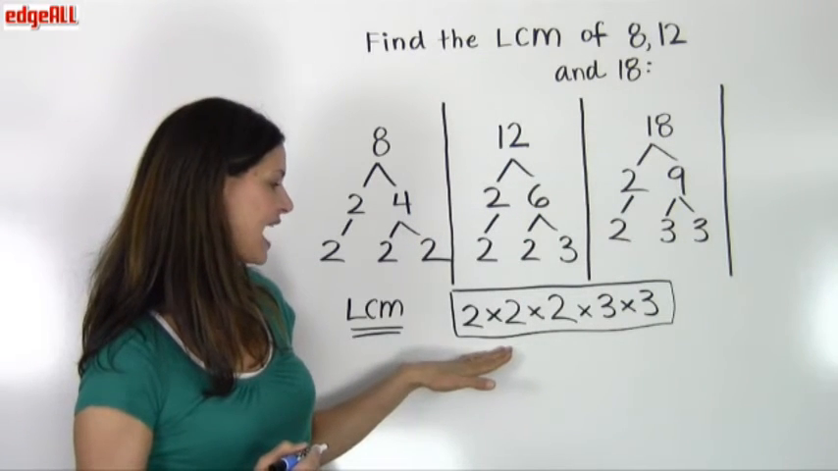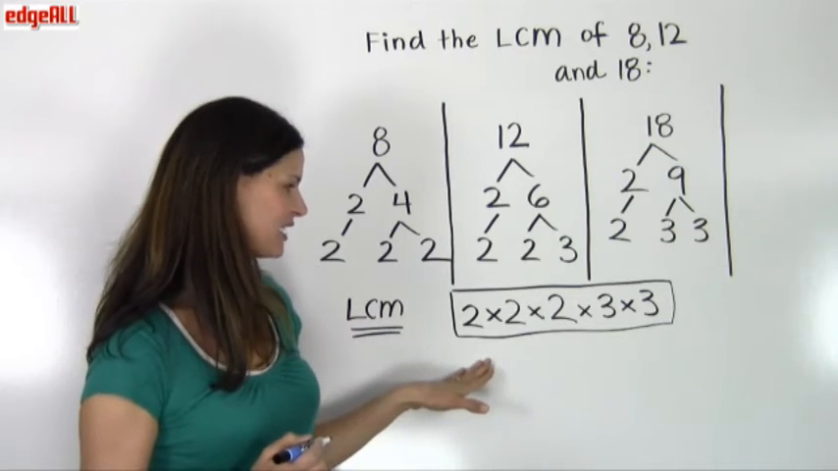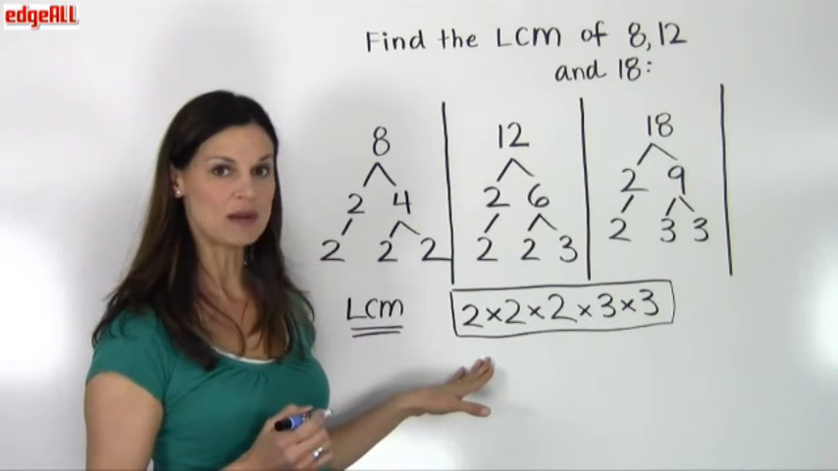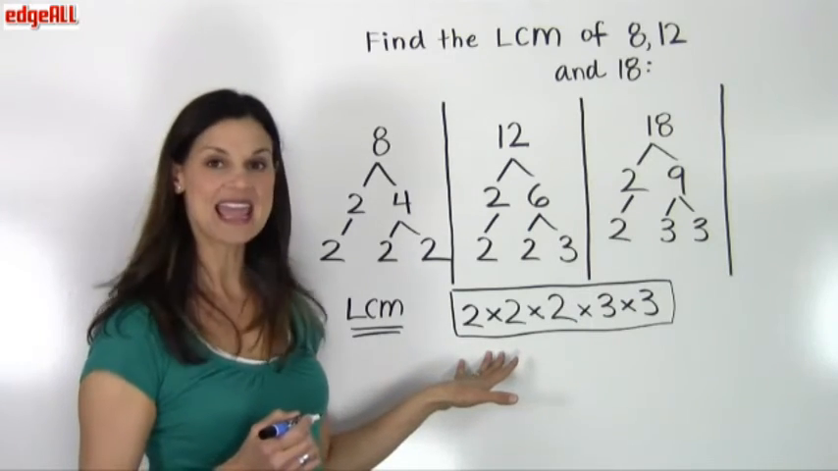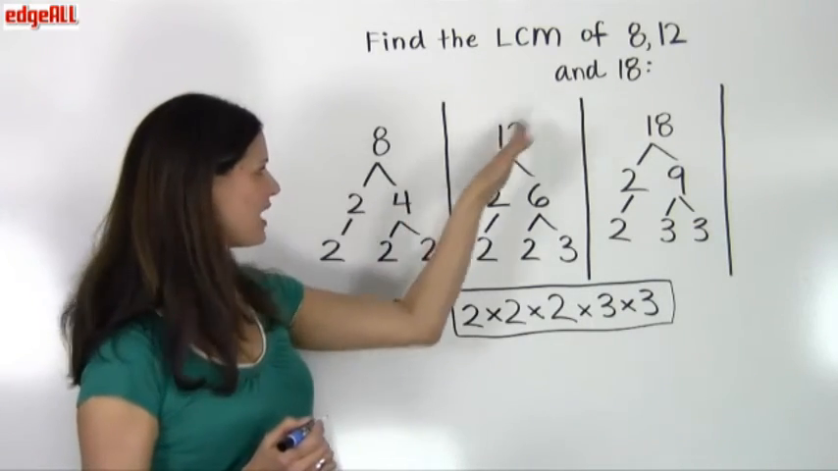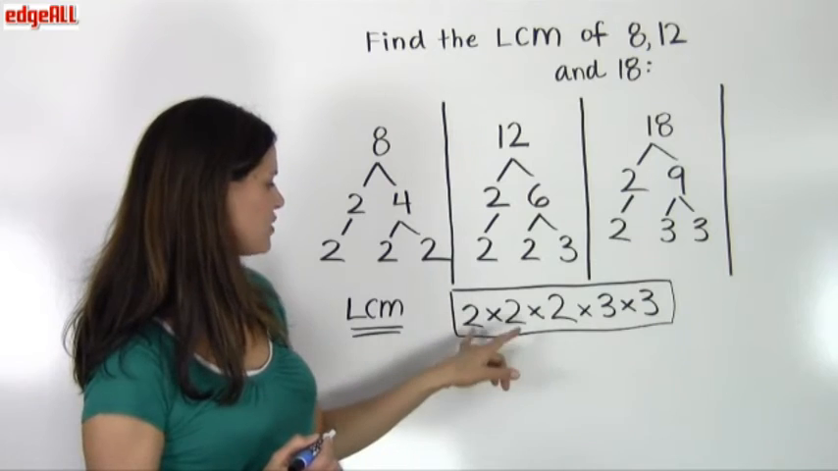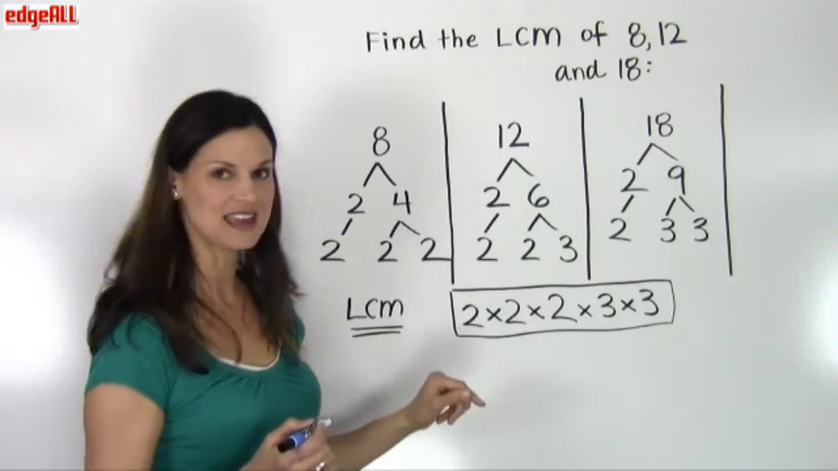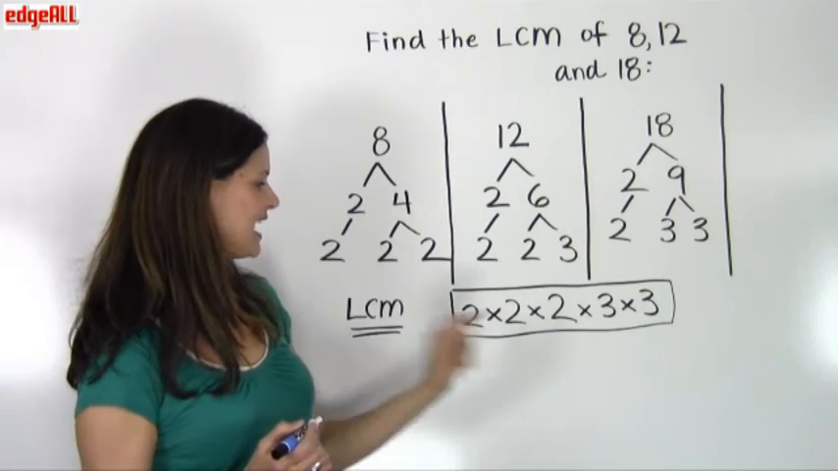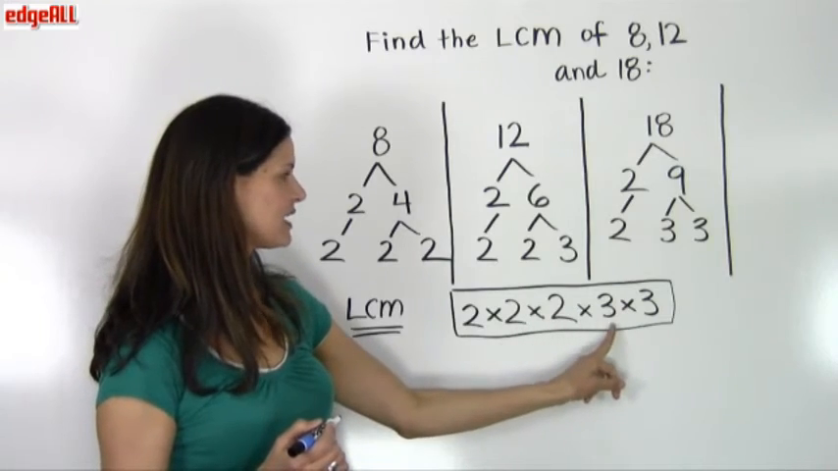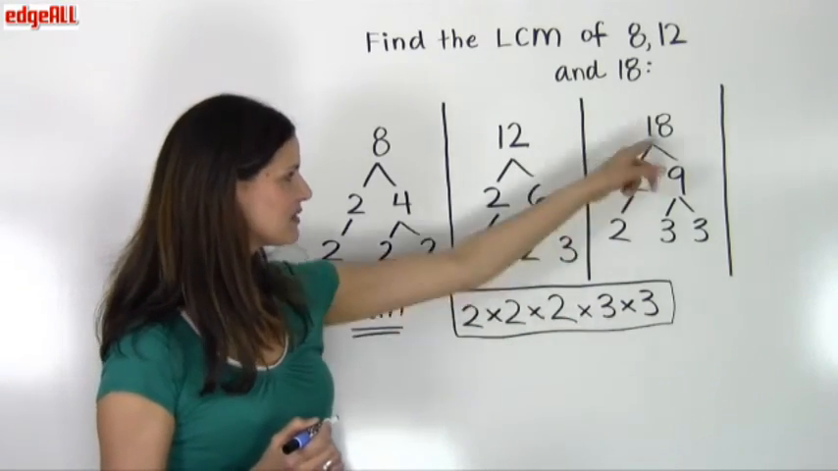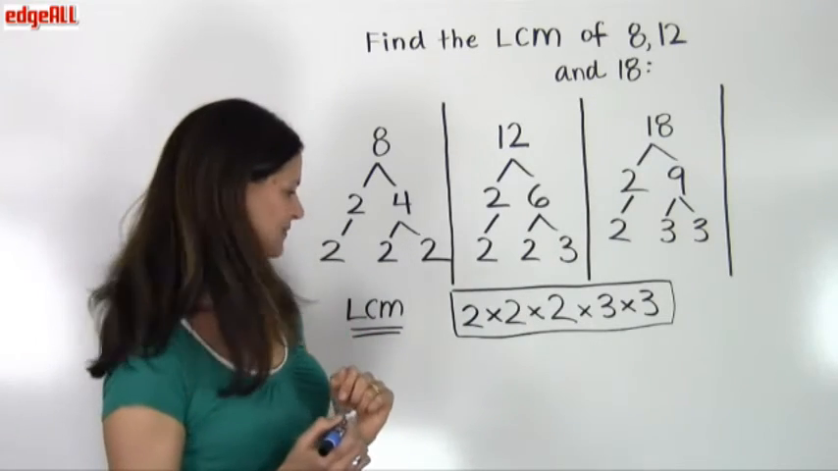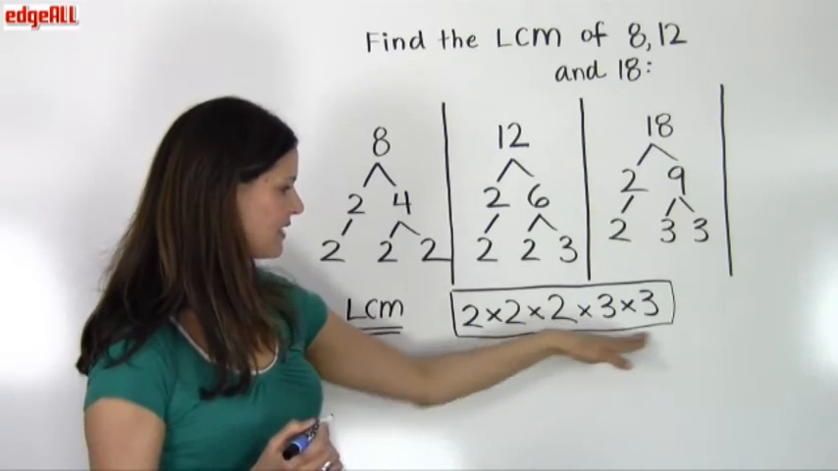And so that is what I need to multiply together now to find my least common multiple. And I can see in this set that it does contain each one of my numbers. If you look at the 2 times 2 times 2 here, we've got our 8. If you look at the 2 times 2 times 3, we have 12. And you look at the 2 times 3 times 3, we have 18. And so now we multiply this all together.